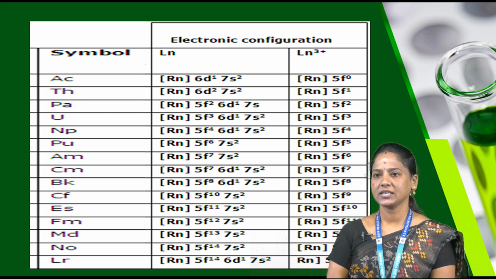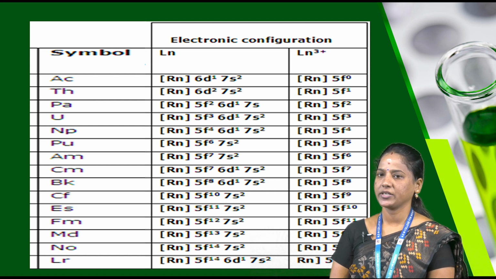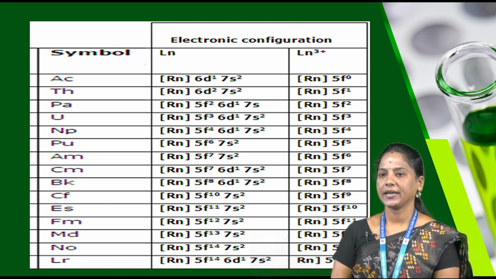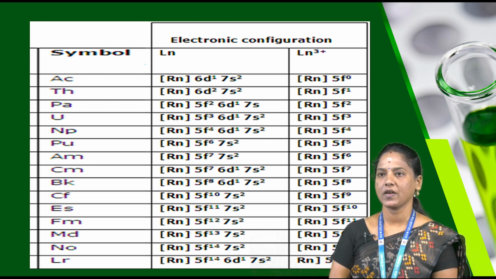Next one einsteinium, its electronic configuration is 5f11 7s2. Next one fermium 5f12 7s2. Next one mendelevium, 5f13 7s2. Next one nobelium, 5f14 7s2. Next one lawrencium, 5f14 6d1 7s2.